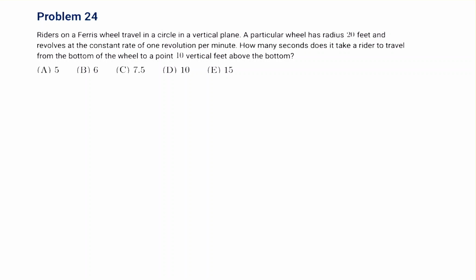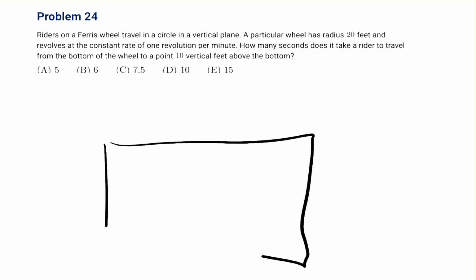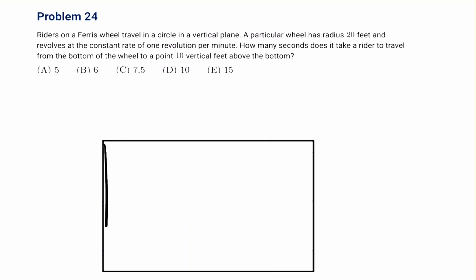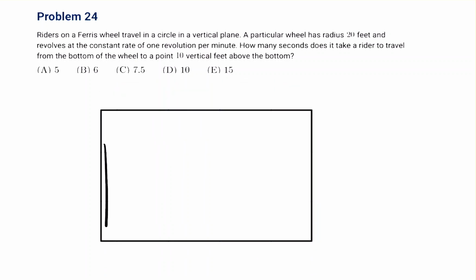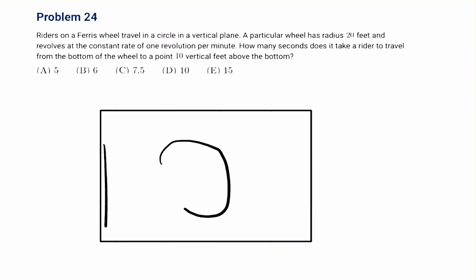Planes are just a fancy way of saying a graph, but in different directions. So in this case, it's a vertical plane, so it would look a tad bit like this. And then since this is a vertical plane, and it wants us to have a Ferris wheel in it, let's draw a circle here to represent a Ferris wheel.